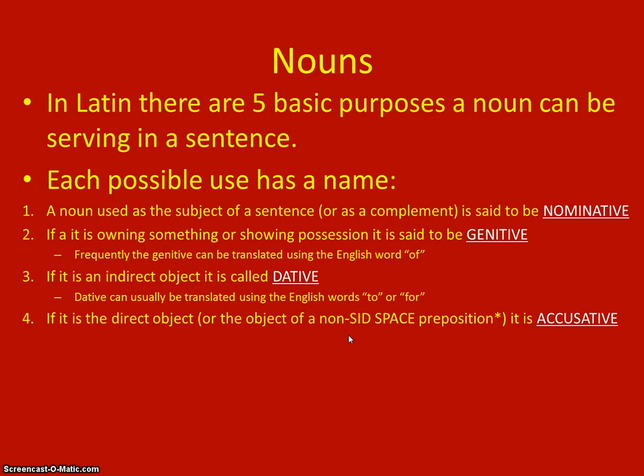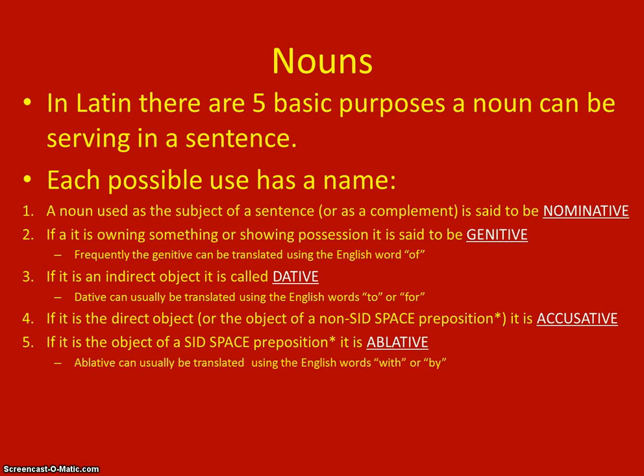We'll talk more about what those prepositions are in the unit on prepositions. Those would be called accusative case. And it might be the object of another kind of preposition. Again, we'll talk about those in prepositions, in which case it's ablative. Ablative frequently is translated with the words with or by. So again, for girl, it would be with the girl or by the girl.